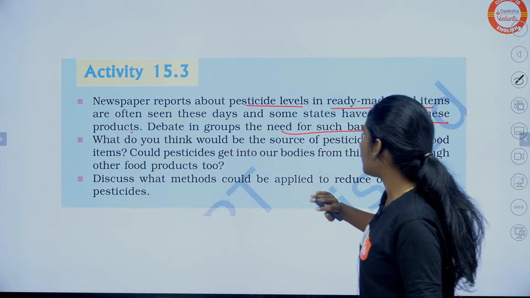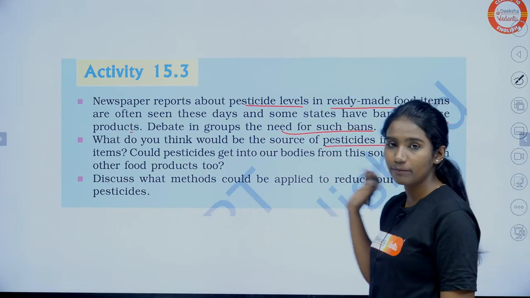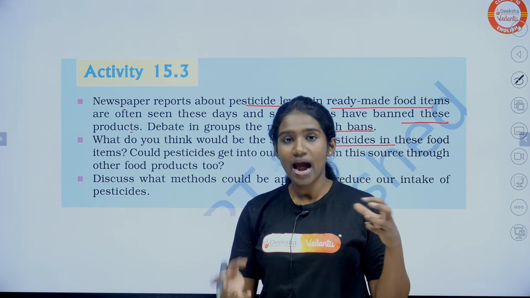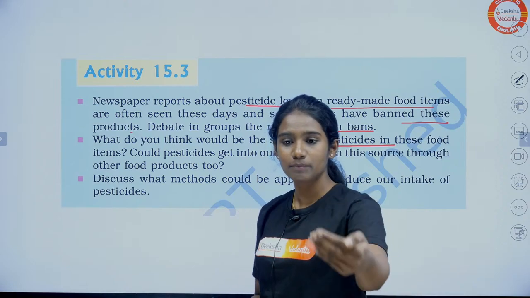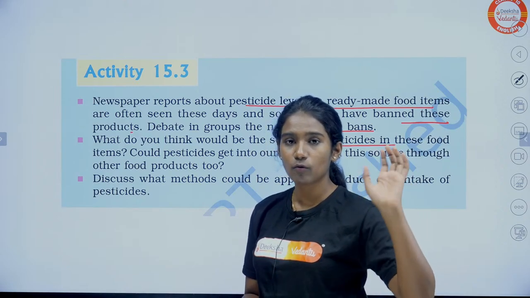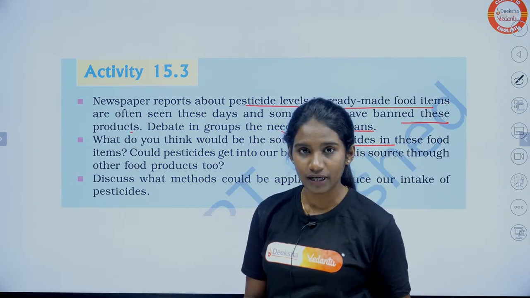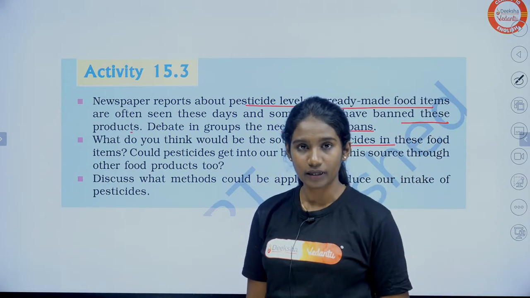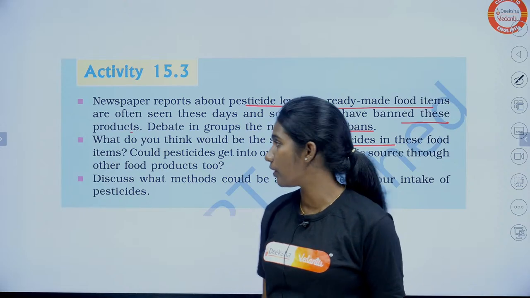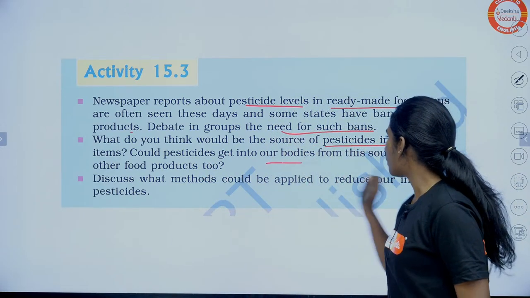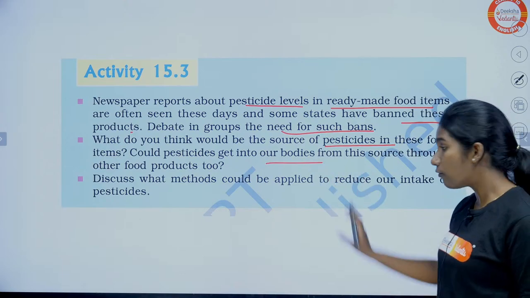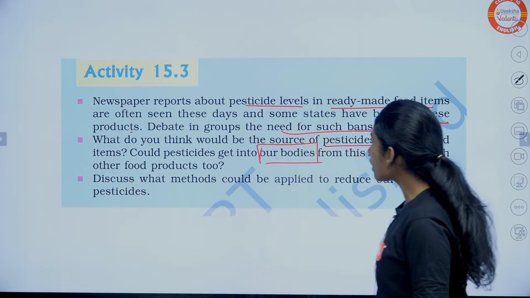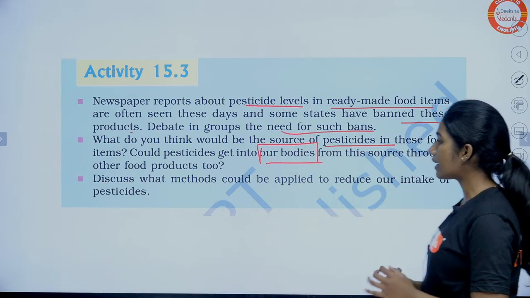Now, what do you think would be the source of pesticide in these food items? Like I told you, some will remain in the fruits and vegetables, and some will be in the soil. And when that gets mixed with water, the aquatic animals will eat that, and when we consume that water, we will get affected. Even when we consume those fishes, it will get into our body. That's how they get into our bodies. That's what they have asked. And then discuss what method could be applied to reduce our intake of pesticide.